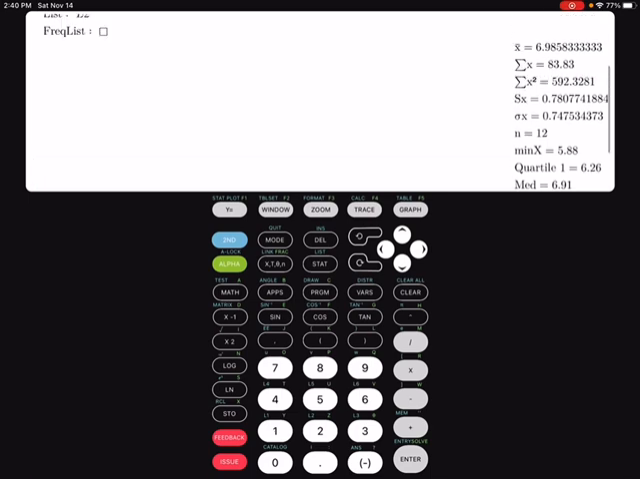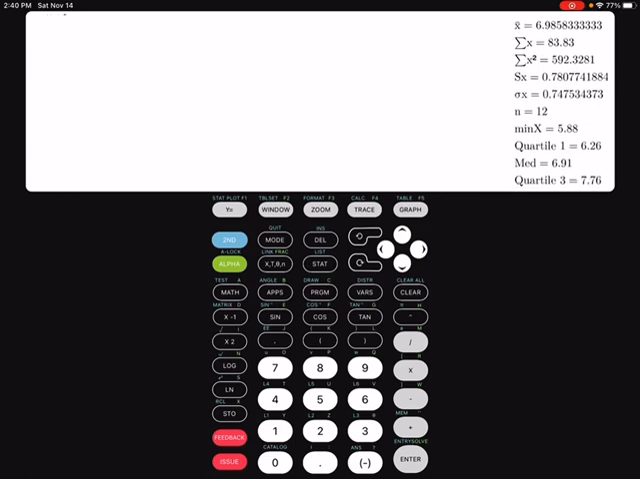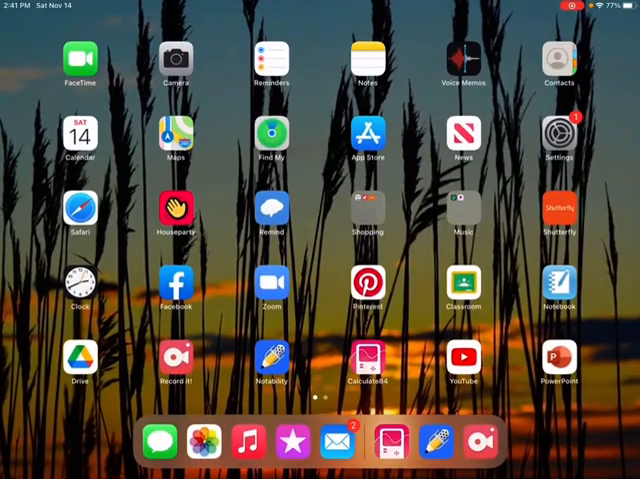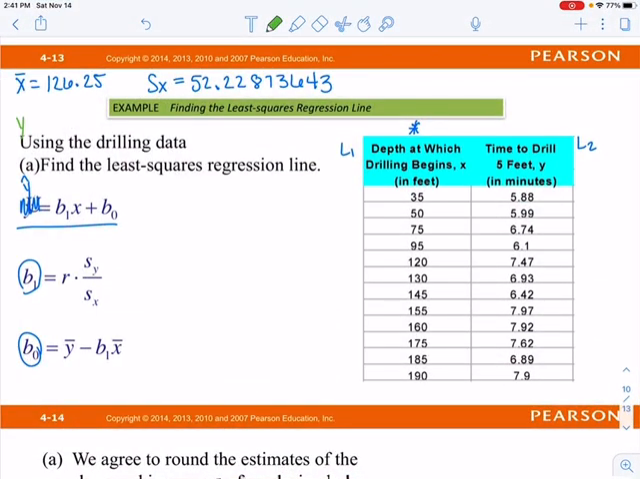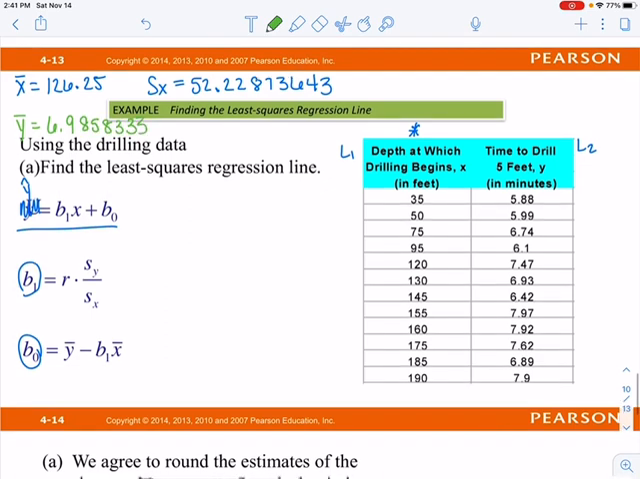My x with a bar is 6.9858333333. And then again, my S sub x. Your calculator doesn't know that you're dealing with Y right now. It's never going to change this list to a Y value, but we have to know it's our Y values. So the sample standard deviation here is 0.7807741884. So again, we'll go back in and write that information down. So our y with the bar was 6.98583333.